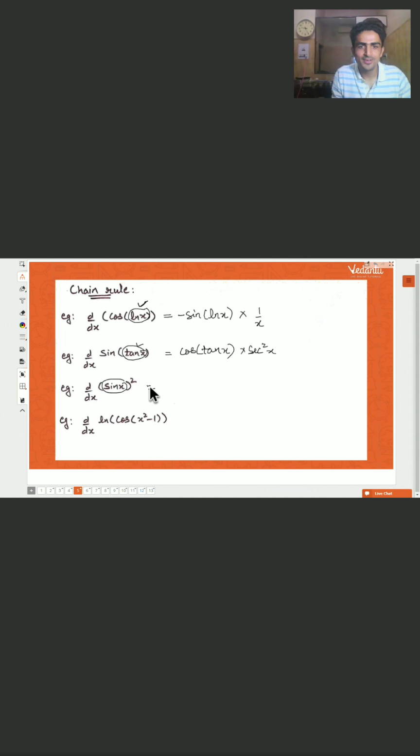Again here, guys, first we will differentiate the power and then the inside term. There might be a function inside a function and another function more inside. Same procedure. First you differentiate ln 1 by cos of x square minus 1. Then you differentiate cos, minus sine of x square minus 1, multiplied by the derivative of x square minus 1, that is 2x.